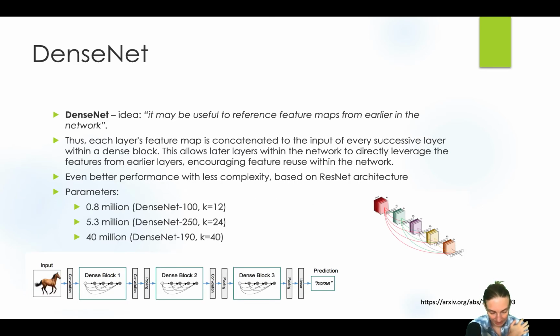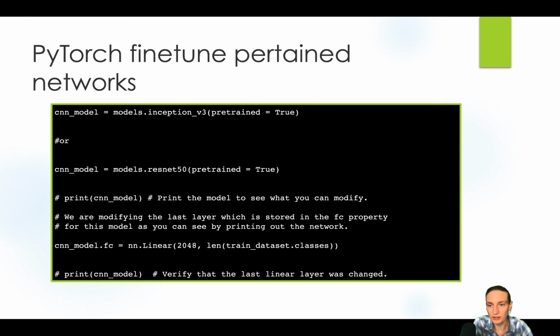Finally, there's also DenseNet. The idea is that it might be useful to reference feature maps from earlier in the network. Thus, each layer's feature map is concatenated to the input of each successive layer. So it is a little bit similar to ResNet, but it looks back, as you see here, to multiple layers and really far back in the past. DenseNet can go up to 40 million parameters for this ImageNet competition, and it has an even better performance. So how does this work in PyTorch?